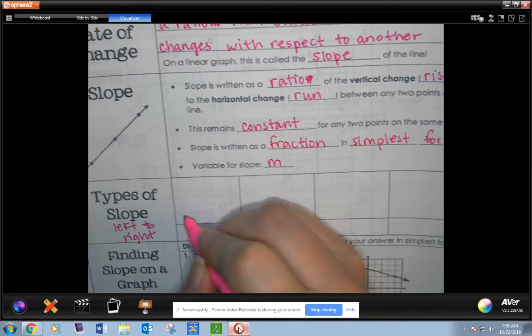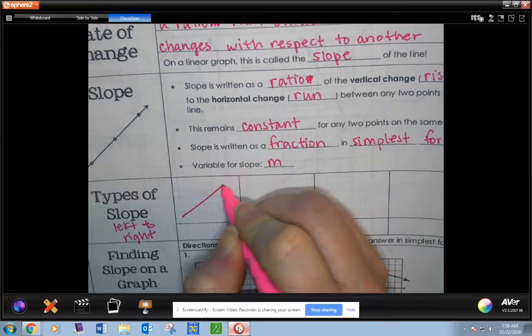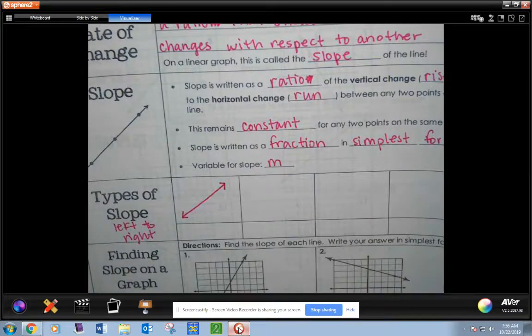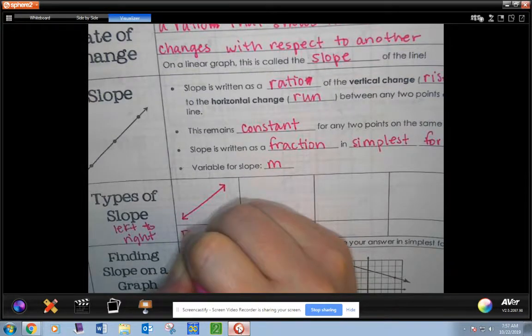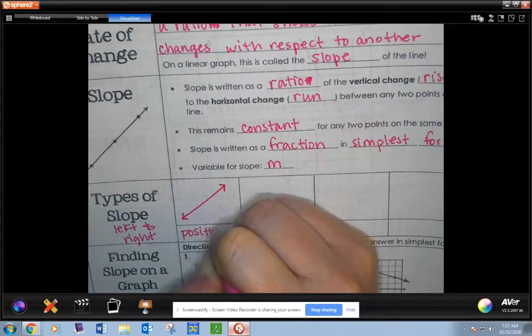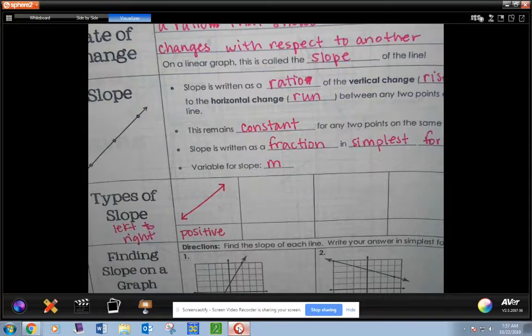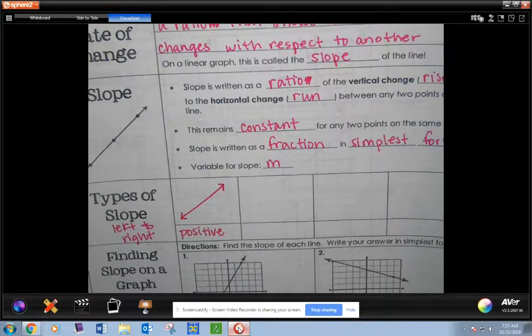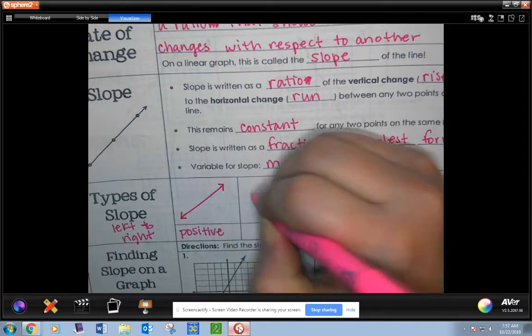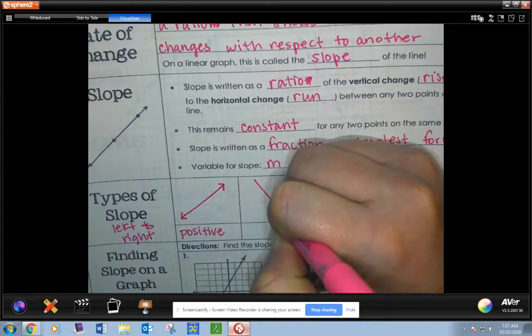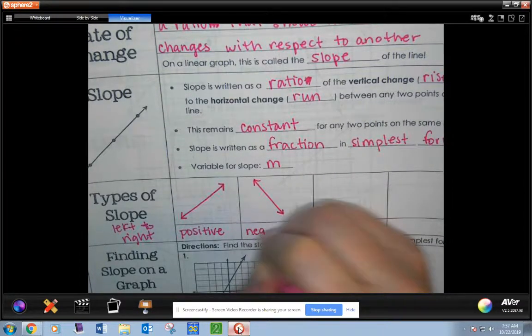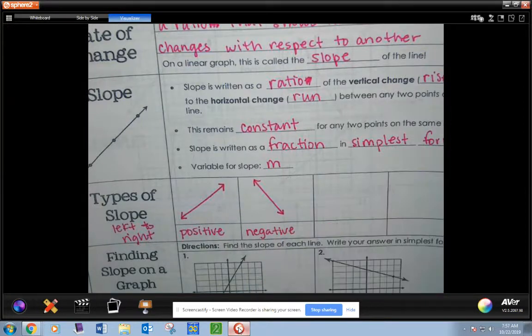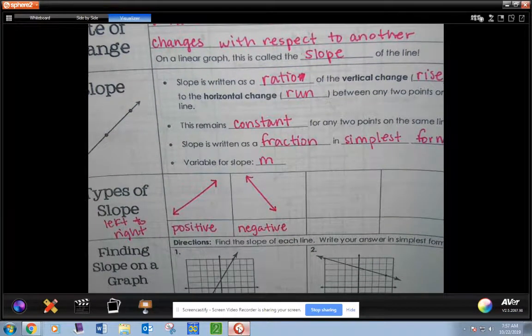Okay, so the first type of slope is a line that would be going uphill. Now, the line can go uphill at any angle, but if it is going uphill, we call it a positive slope. Okay, the second type would be a line that could go downhill at any kind of angle, and that is a negative slope. And then the other 2 are special.